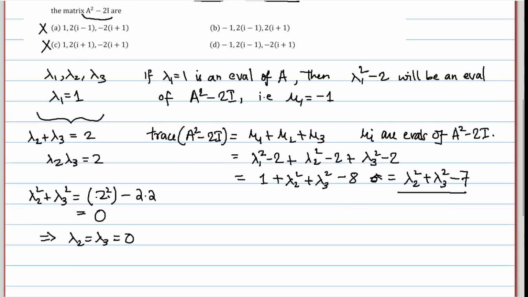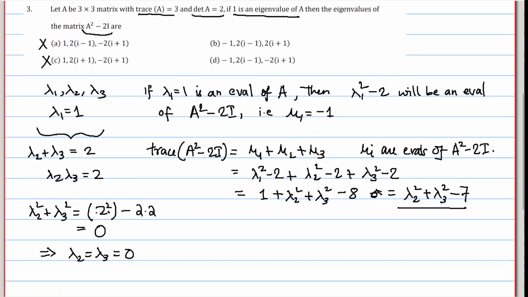One minute, did I make a mistake? Trace is 3. Yes, tell me. I was getting both real values. When I solved, I know very well that if the eigenvalues of A are lambda, and let us suppose B is equal to A square minus 2I, then the eigenvalues of B will be lambda square minus 2. Right.